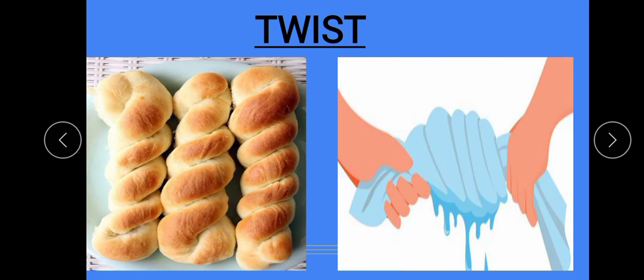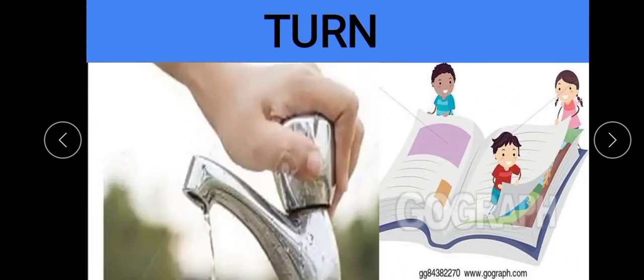Very good. Now students, turn. Dear students, turn means an act of moving and changing direction. Students, look at the first picture. Someone is turning the tap. Very good. And in the next picture, can you see some students turning a page? Yes, well done.